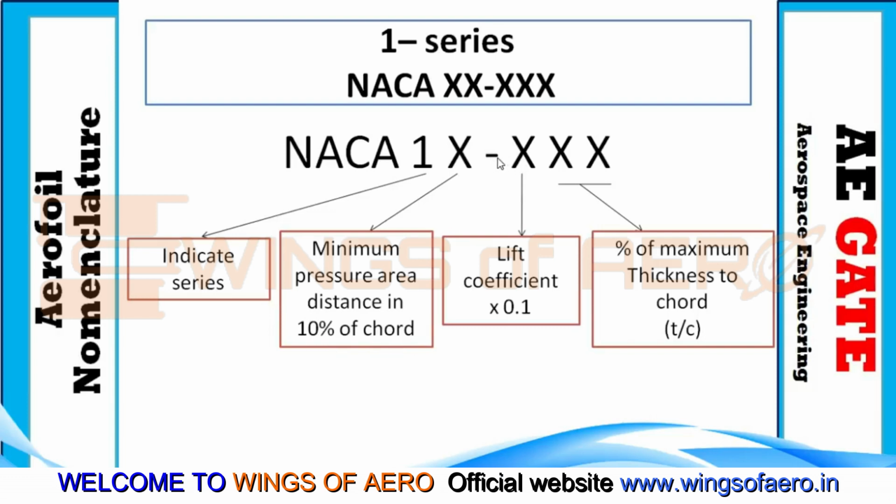This is a hyphen. Then comes the X. This third value represents the lift coefficient. If we have 3 over here, then we multiply 3 into 0.1, we will get 0.3 of lift coefficient. And the last two digits are always the same, that is the percentage of maximum chord thickness to chord ratio.